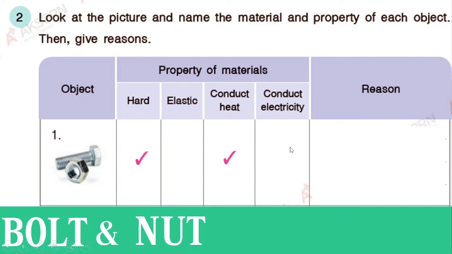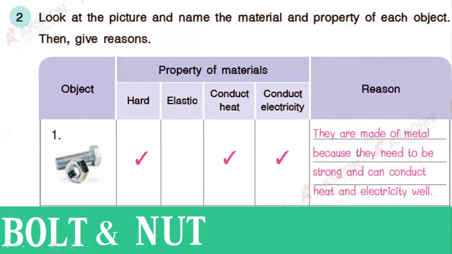So metal is a conductor of electricity, right? Bolt and nut conduct electricity, okay? Tick it. And the reason, what is the reason? I give you an example. They are bolt and nut. They are made of metal because they need to be strong and can conduct heat and electricity well.